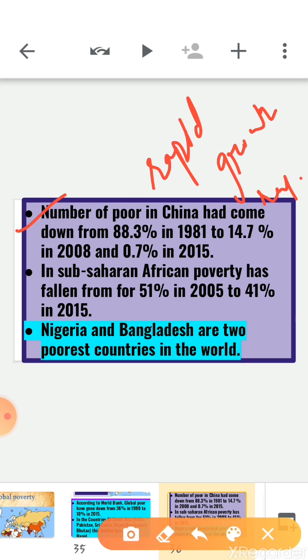The number of poor in China has come down from 88.3% in 1981 to 14.7% in 2008, and to 0.7% in 2015. So the number of poor in China has come down.